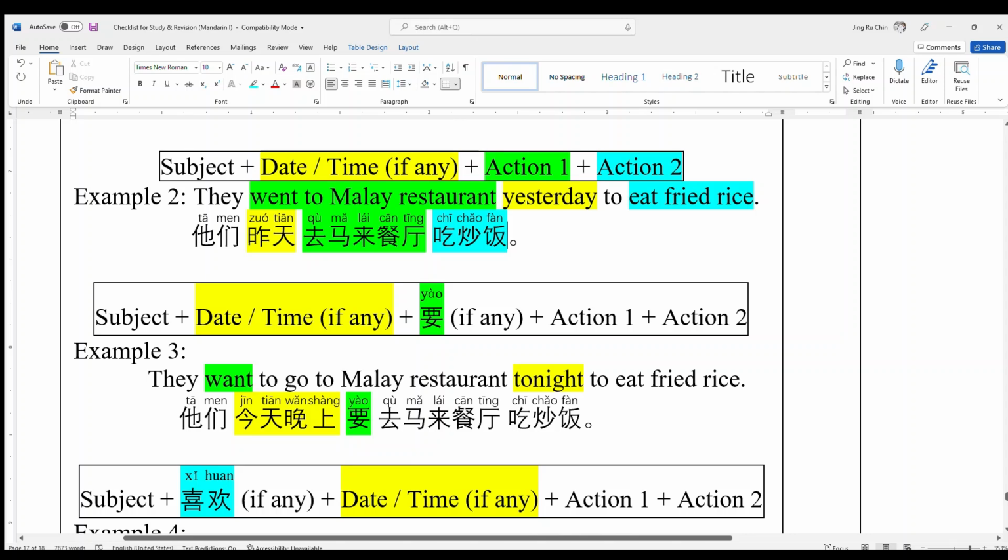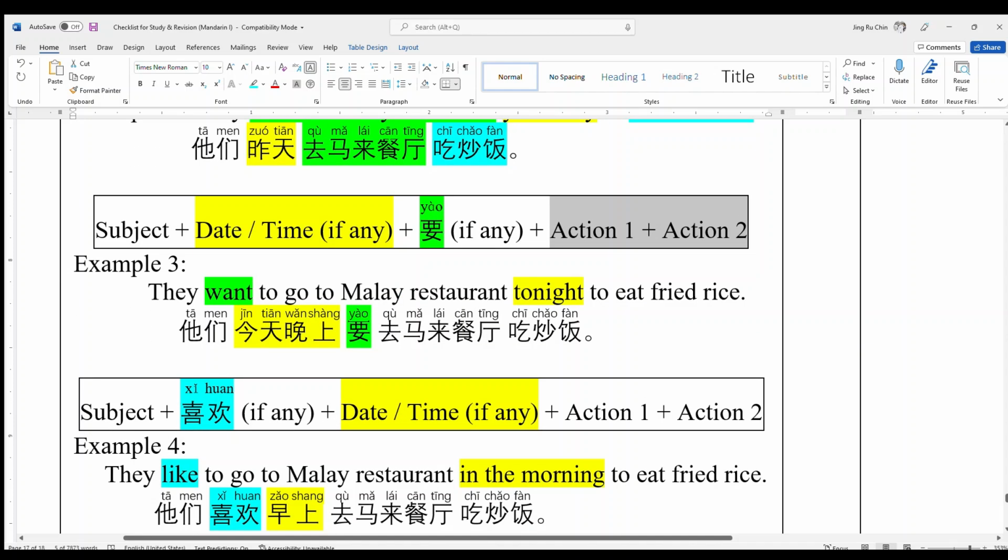Now, what if I want to add another word? The sentence is already long enough, right? But I still can add some more word. What if I want to add the word 要? Do you still remember the word 要? It means want, right? You want to do something. You plan to do something. You nak buat sesuatu. Boleh juga ya. Sebab ni berkaitan dengan action 1 and action 2 kan. You want to do some action.